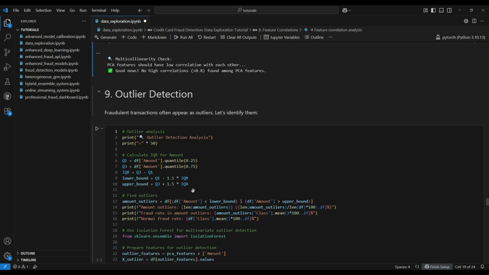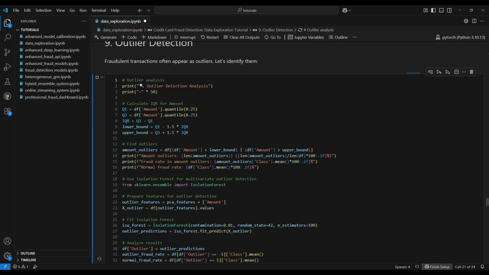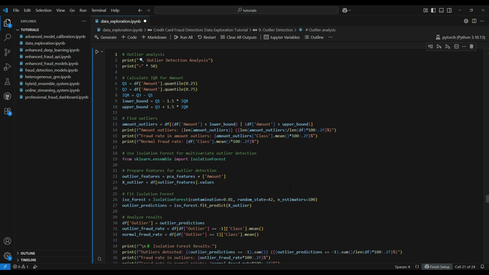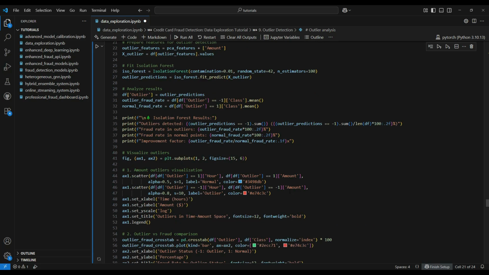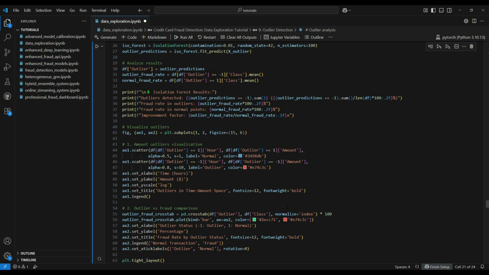Now let's look at the outlier detection. So first, I do a simple IQR analysis on amount to find outliers. Then I use isolation forest, a machine learning algorithm designed specifically to find anomalies, on all the V features plus amount. I set the contamination to 1%, meaning I expect about 1% of points to be outliers.